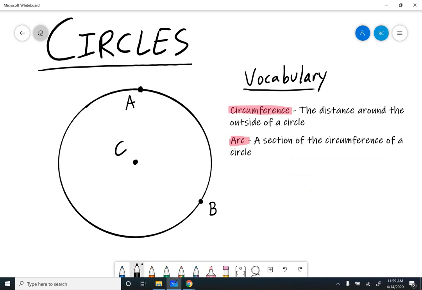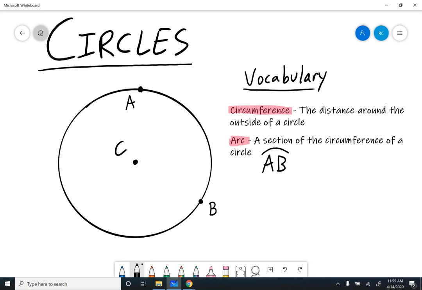Now, like anything else, we need to have some way of denoting which arc we mean, so that we don't have to just point and say, here, this one. So like most other things, we are going to go with A, B, and we're going to put a symbol over it. But instead of a straight symbol for a line segment or an arrow for a ray, we're going to put a little arc above AB to denote arc AB.